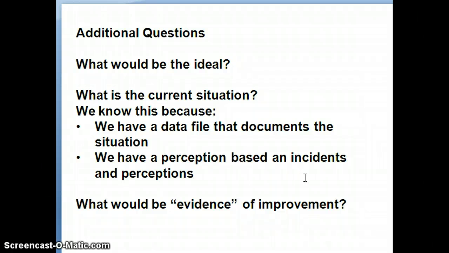So, what's the current situation? How do we know what the current situation is? Do we have data already accumulated on it? Or is this based on perceptions, on some incidents, or somebody telling us, I think there's a problem? And then finally, if you were to attack this problem and identify this as an area for improvement, what would you be looking for as evidence of improvement? So that would be an issue to look at there.